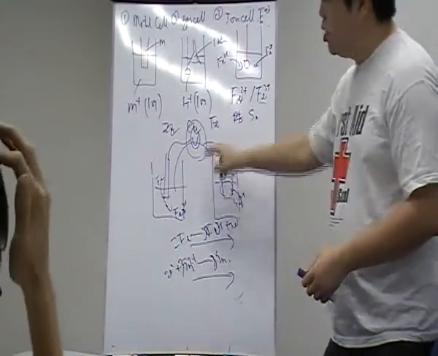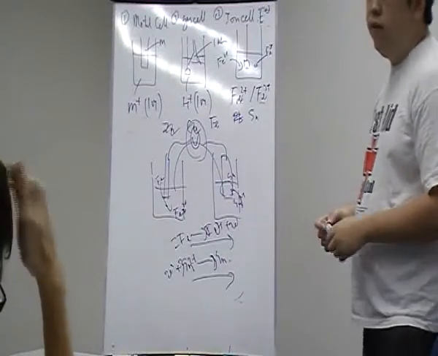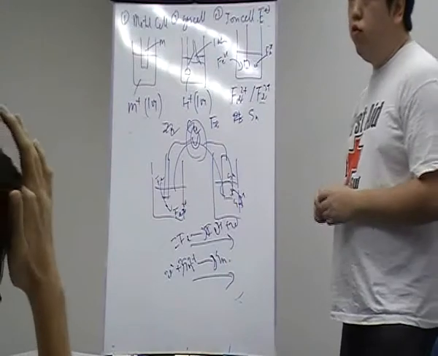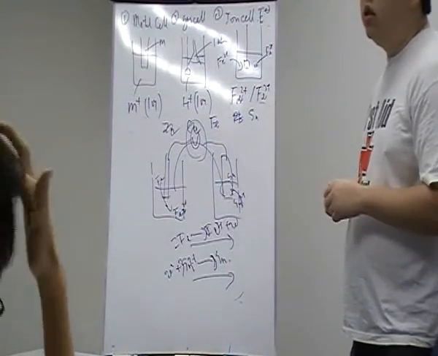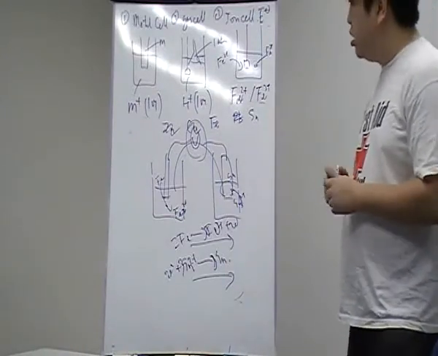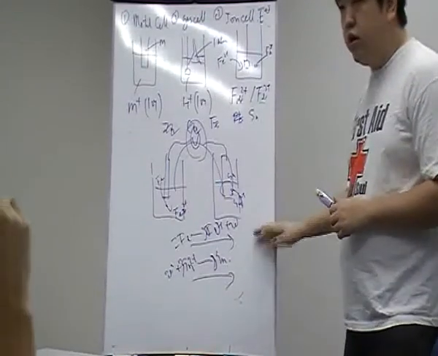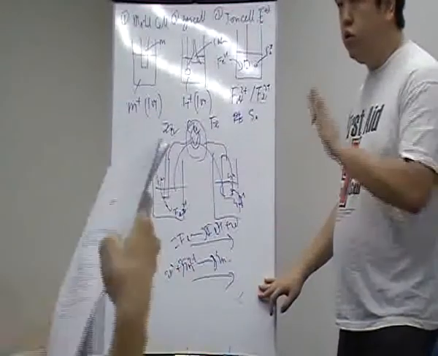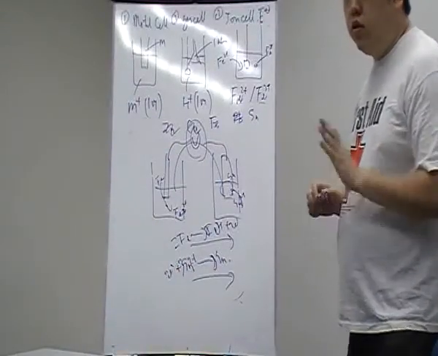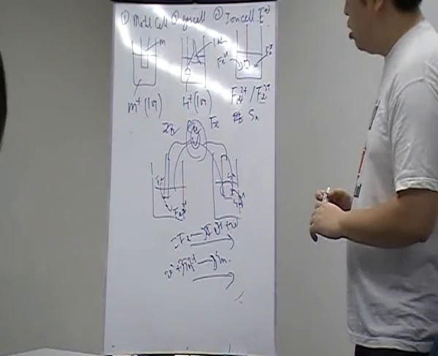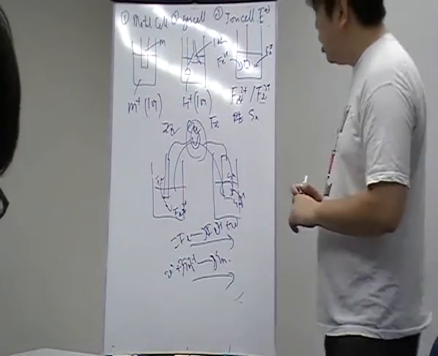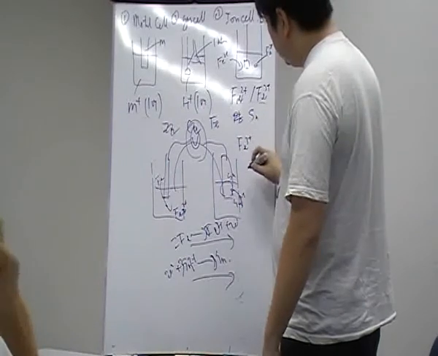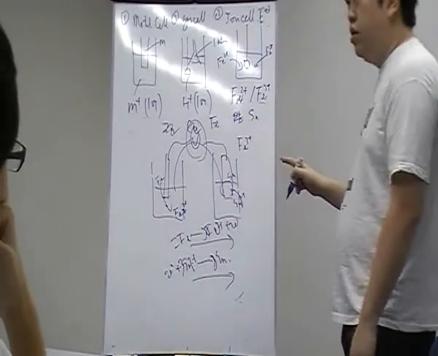The bigger the delta E of your cell, the more feasible it is, the brighter the light. Okay, if the delta E, the addition of delta E, is less than 0, like delta H, if less than 0 it means that this reaction is not feasible. It's not feasible.